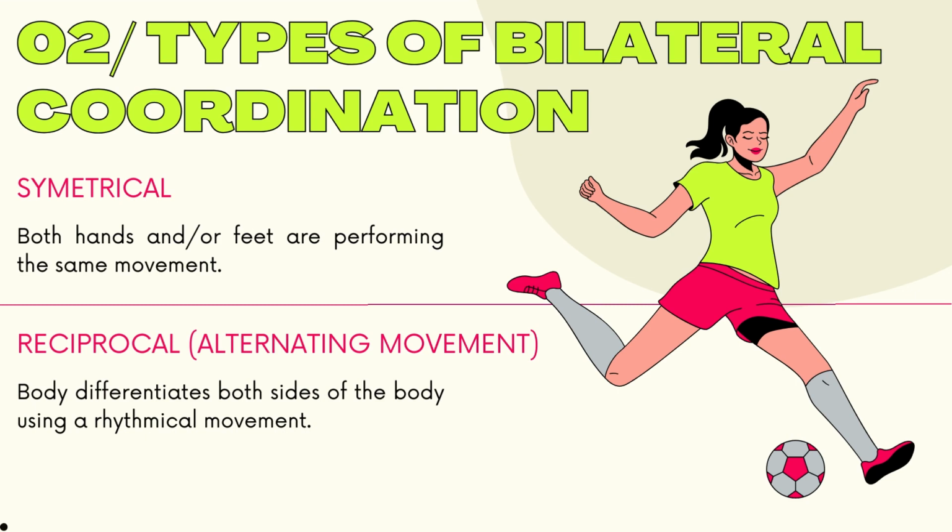There are several types of bilateral coordination. The first one is symmetrical movement, in which both hands or feet are performing the same movement. In other words, both hands do the same thing at the same time. An example of this would be pulling up pants or socks. The second one is reciprocal movement or alternating movement, where the body differentiates both sides of the body using a rhythmical movement. So we can see alternating bilateral coordination with swimming or climbing up a ladder.